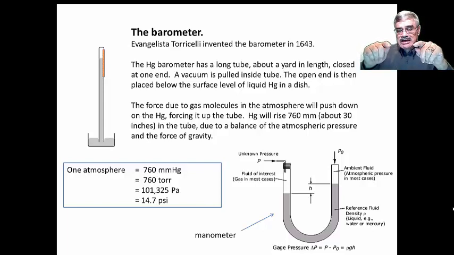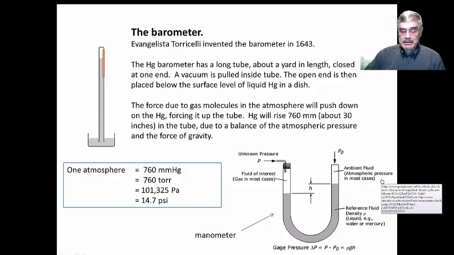But if the pressure inside the unknown container is greater, it would push down compared to the atmospheric pressure, and you'd have a difference in the height of the two sides, h. And of course, if the pressure inside the unknown container is less, it would press down less, and you would have the opposite difference in the height of the two sides. So by comparing the height of the two sides, you can compare the pressure inside some sample in some container to atmospheric pressure, a manometer.